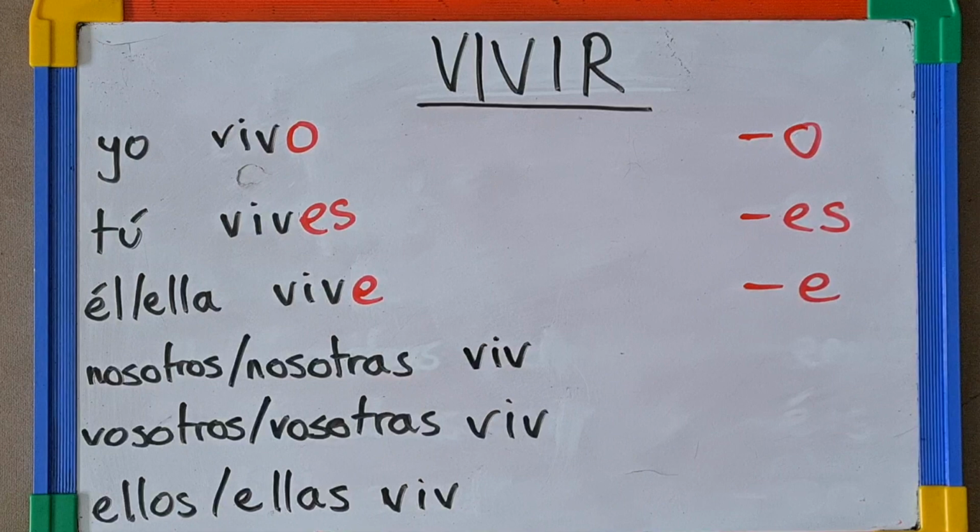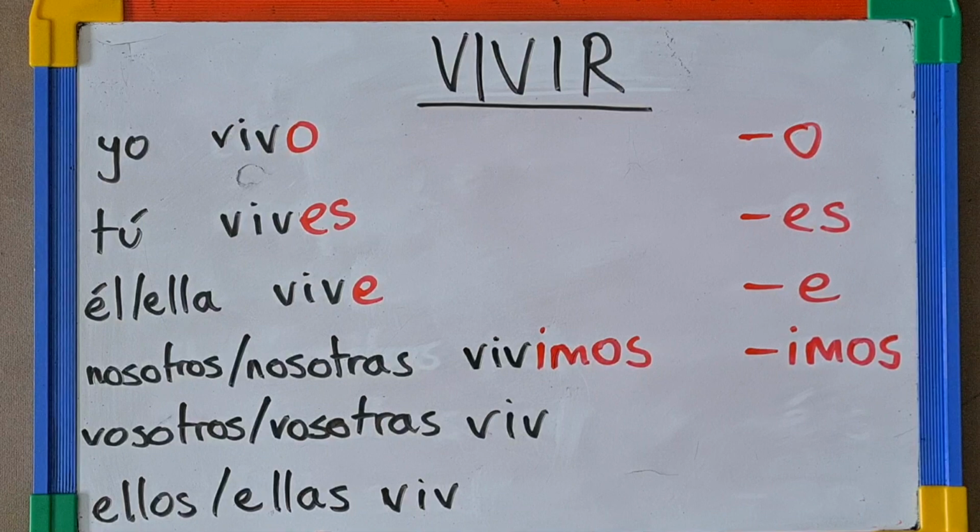Moving on now to we live. This would be nosotros or nosotras vivimos. Let's say that one more time. We live is nosotros or nosotras vivimos. Now on to you all live or you plural live. This would be vosotros or vosotras vivís. Let's say that one more time. Vosotros or vosotras vivís.